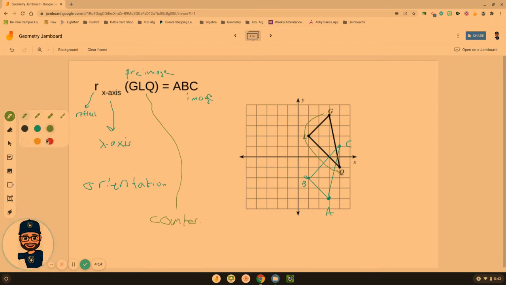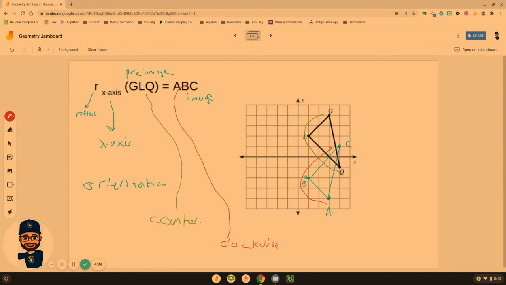Whereas the orientation of A to B to C, so A to B, then all the way up here to C, this has an orientation that is clockwise. So notice they're opposite or they are different. And that's part of a reflection in that we are going in opposite directions.